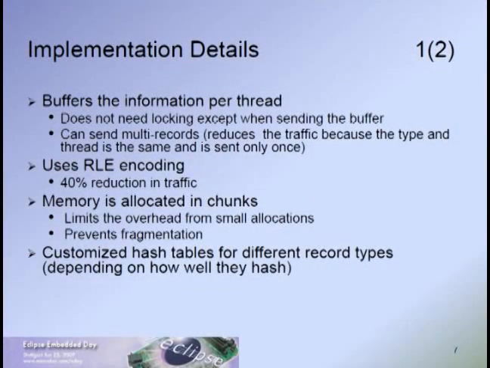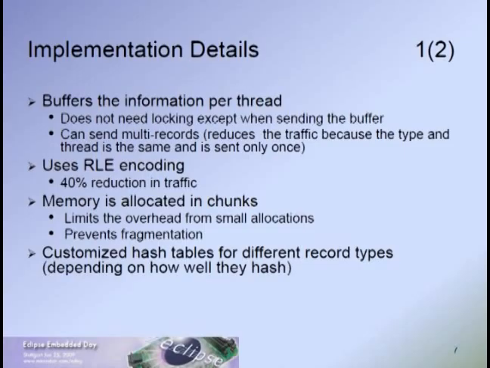So we did, of course, fulfill these requirements. I have now some technical details about how the agent was implemented. Probably these are interesting for people working on profilers, but some ideas of what exactly was done. First, we buffer the information which is sent from the thread. This means that we avoid any locking of the sent information, and we can send multi-records, which reduces the traffic.